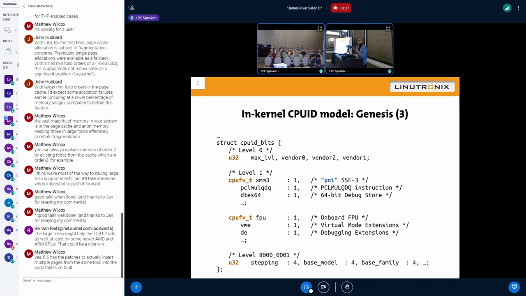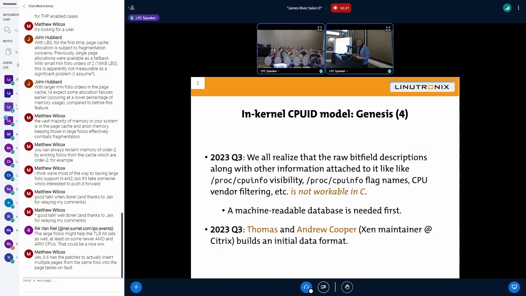So we tried encoding the information in C as much as we can. I iterated four or five times, going back to Thomas, and we tried to make it work. But there was a point where we realized that we can't just do it at the C level, honestly, at this stage. Of course, in the end the information will translate to some C representation, but we need some form of machine-readable format. This format can encode all the things we talked about: the x86 feature bits, the /proc/cpuinfo names, the vendor filtering, and even more things.